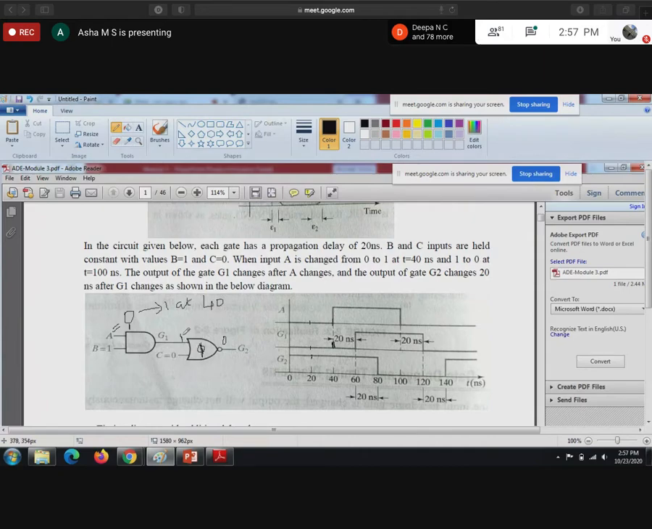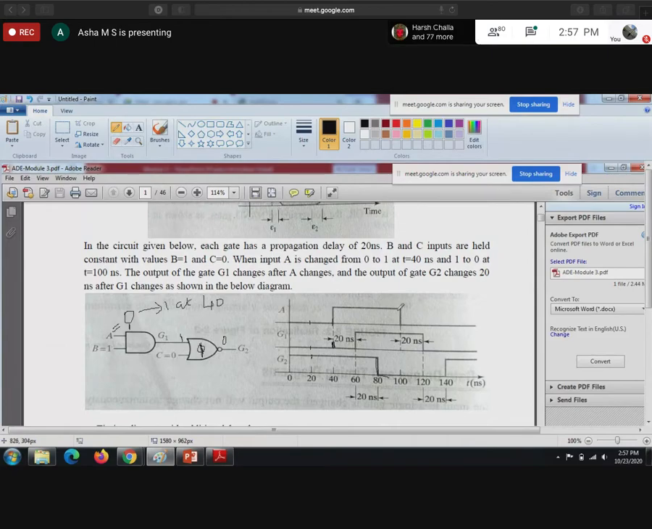So when G1 is changed, G2 also should change. What time will G2 change? After adding the propagation delay. So after 20 nanoseconds, after this propagation delay, G2 is going to change from 1 to 0. At 80 nanoseconds, after 20 nanoseconds of propagation delay, it will change from 1 to 0. Now we'll check again.